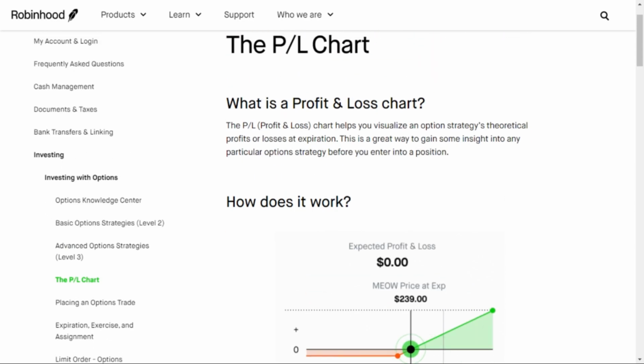The P&L chart is a chart that helps you visualize an option strategy's theoretical profit or losses at expiration. This is a great way to gain some insight into any particular option strategy before you enter into a position.